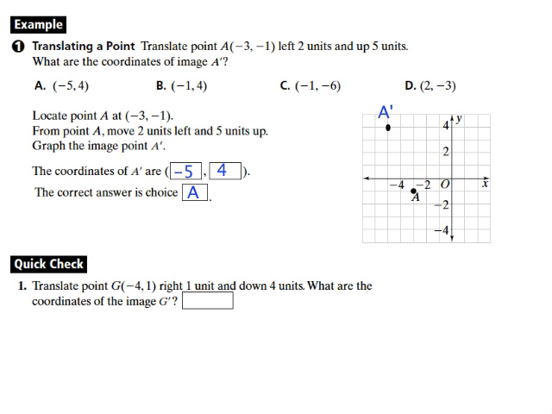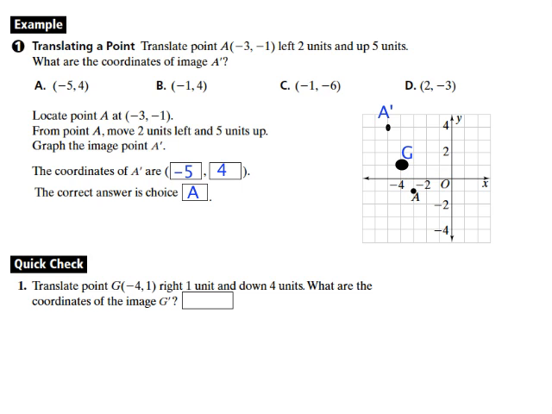Let's try another one. We're going to translate point G, which is -4, 1, right 1 unit and down 4 units, and find the new coordinates of image G prime. We start by plotting G. It's at -4, 1. So we're going to go left 4 and up 1. We'll put a dot there and label that G.